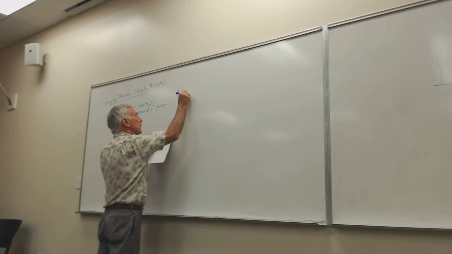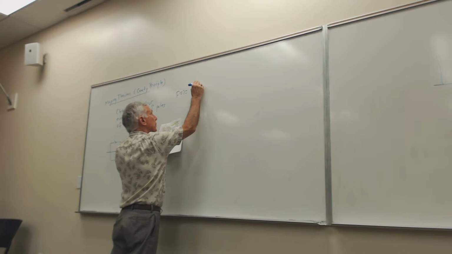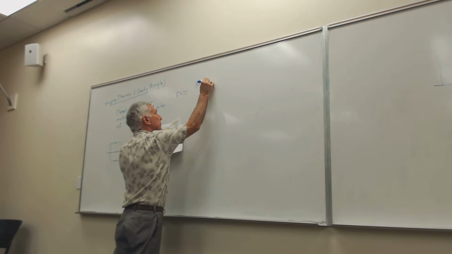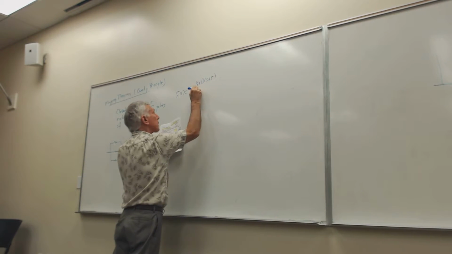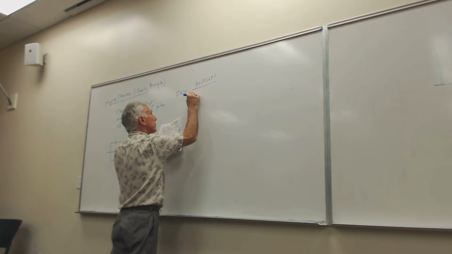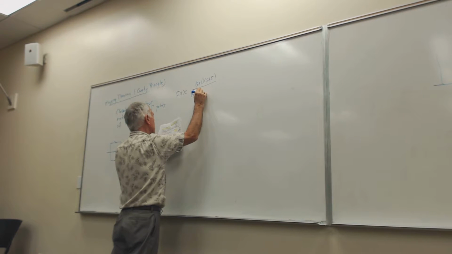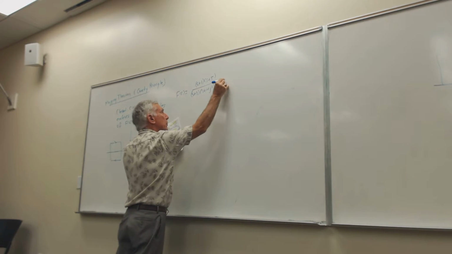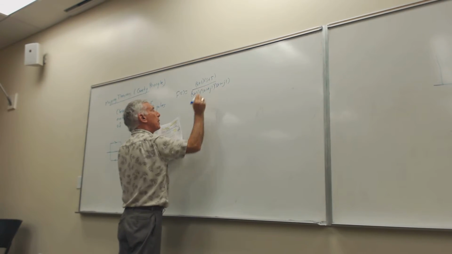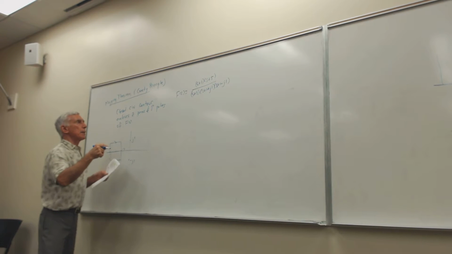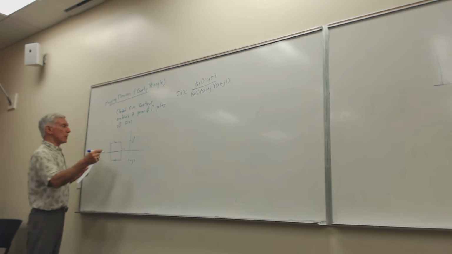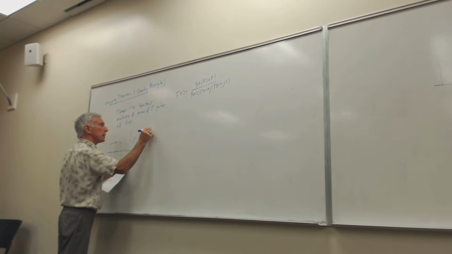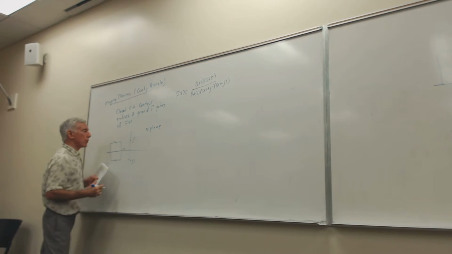F of s is equal to (s plus 1)(s plus 5) divided by (s plus 3), and then we have (s plus 1 plus j1) and (s plus 1 minus j1). It's complex conjugate. Okay, and let's put the poles and zeros on here in the S-plane. Show those poles and zeros.